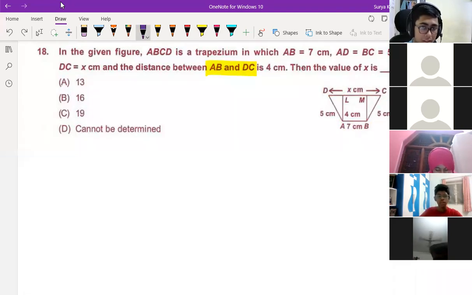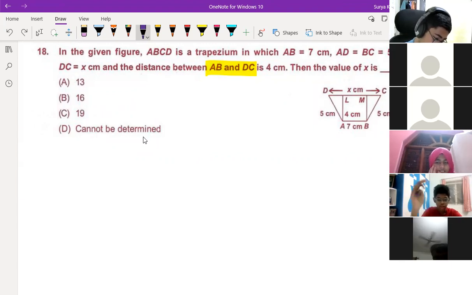If you know the basic concept of the area of trapezium, you can find it out. What is the area of trapezium? Tell me.